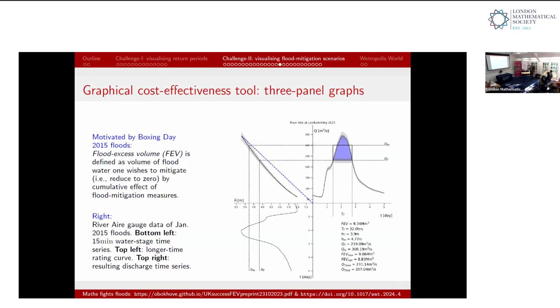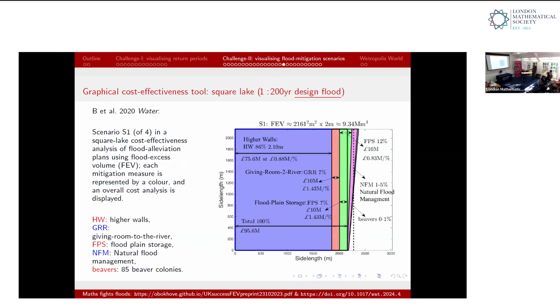You can ask them. That also means if there's some fuzziness in the rating curve and you only have 15 minute water level measurements, there will be some fuzziness in the flood excess volume. It lies between, it's about 16%, between 8.83 million and 9.86 million cubic meters. And this is a good one. We have ones with 50% in the spread. So this is how it started.